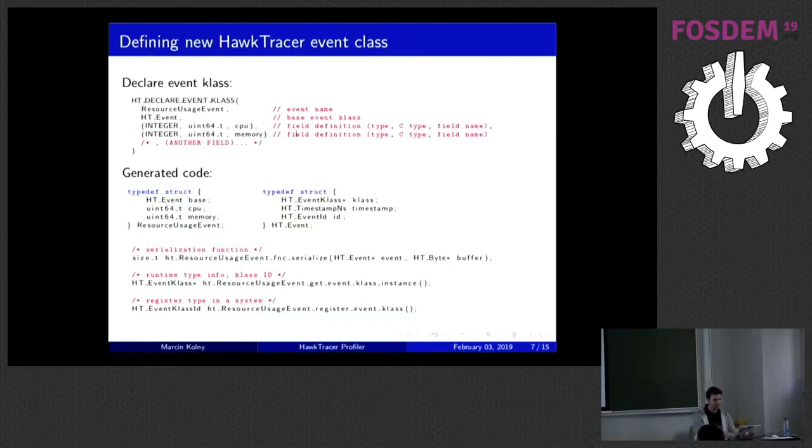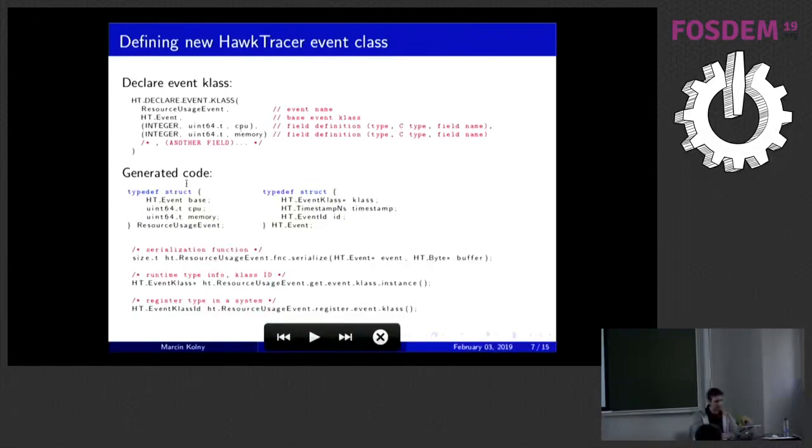And then you define fields, and each field is defined by three properties. The first is a type, which is either integer, string, struct, float, double, or pointer. The second argument is a C type, so it's either int, uint64_t as here, or char, or other. And the last one is the name of that field.